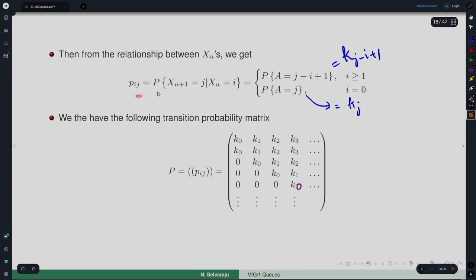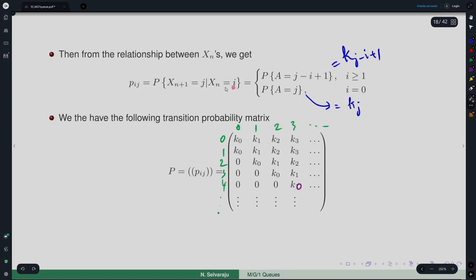So p_ij is basically this for i greater than or equal to 1, and for i equal to 0, this is k_j. For example, the first one, p_i0, i is 0, so this is state 0. If I want to write 0, 1, 2, 3, 4 and so on, when i is equal to 0, the probability of A equal to j is simply k_j. So it is k0, k1, k2 and so on that you will get here.